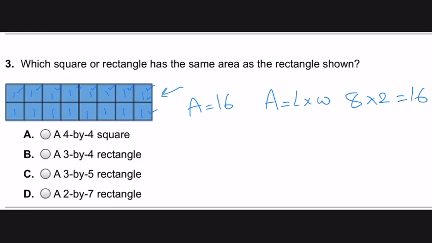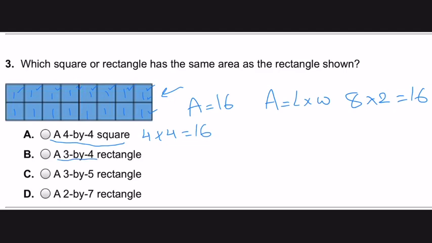Now let's find the area of each of the square or rectangle shown here and compare it with the rectangle that we already have. A 4 by 4 square. 4 by 4, how can we find the area? By multiplying. 4 multiplied by 4 is 16. Oh, so this square might have the same area as this rectangle, but let's make sure by finding the area of the rest of the rectangles.